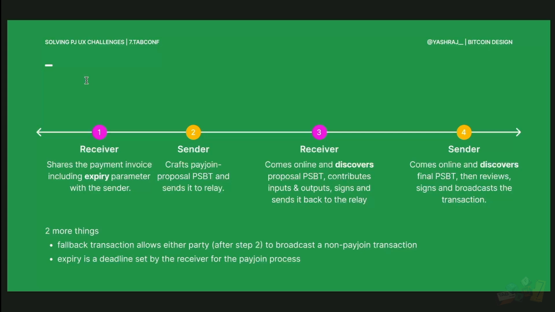Two quick things to note. After step 2, either party, the sender or the receiver, can broadcast the non-payjoin transaction, also called the fallback transaction. So that is really important. Also, when the receiver generates the invoice, they also set an expiry parameter, which is like a soft deadline. It's a deadline after which we will not really participate in the payjoin.